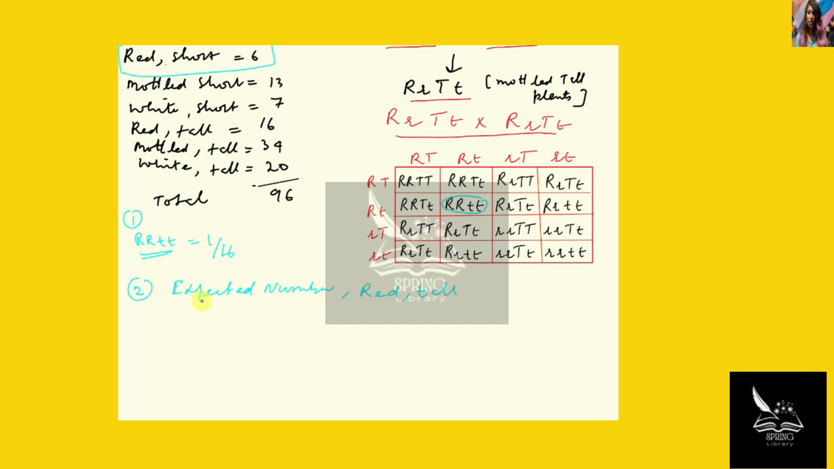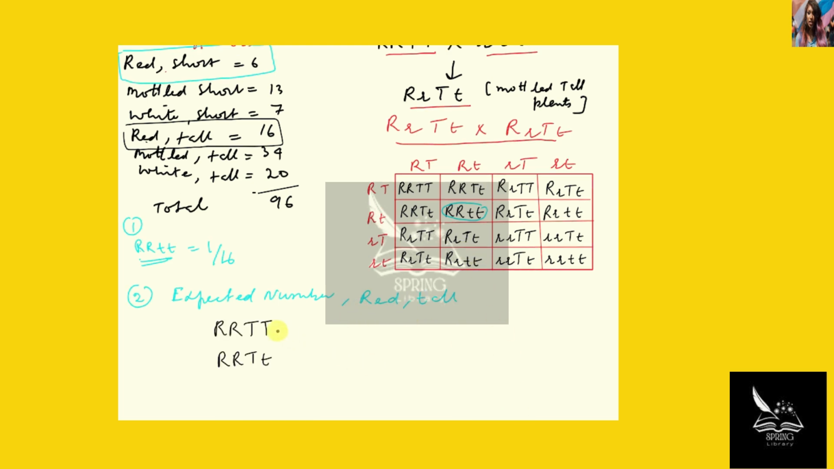Another question asked is, what would be the expected number of the fourth category, which is red and tall. So for red and tall, we must know the expected number of red and tall here. Since the tall could have two genotypes, one is TT and the other Tt, red has only one genotype. For RRTT, we can see it is only one here, and RRTt are 2, so 1 and 2. So total is 3 upon 16.